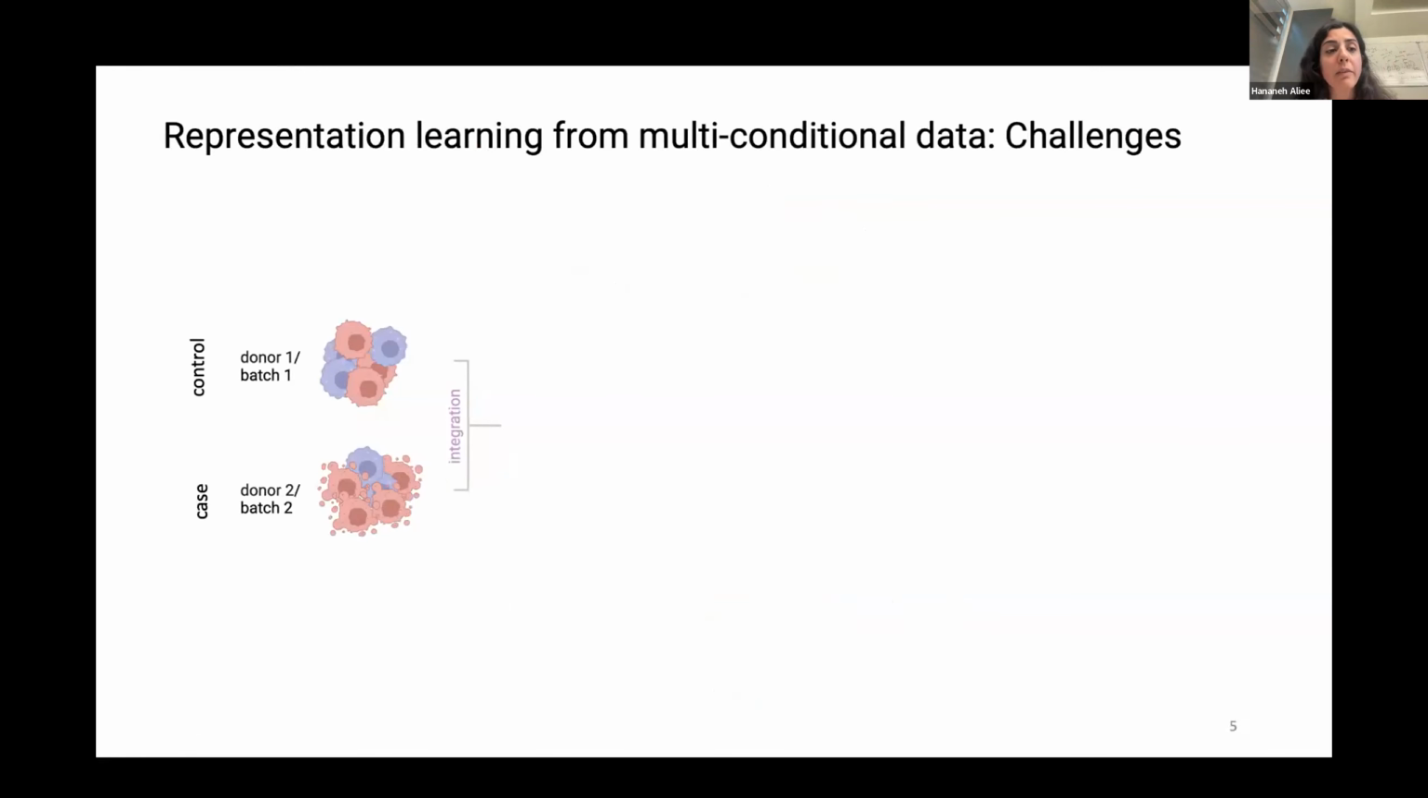So the goal is that we assume we have control data sets coming from a donor and a batch, and then we have also a case which comes from a different donor, and the case is from also a specific disease. And as you can see, some of the cell types have been modified by the disease, and we would like to integrate these two data sets together.